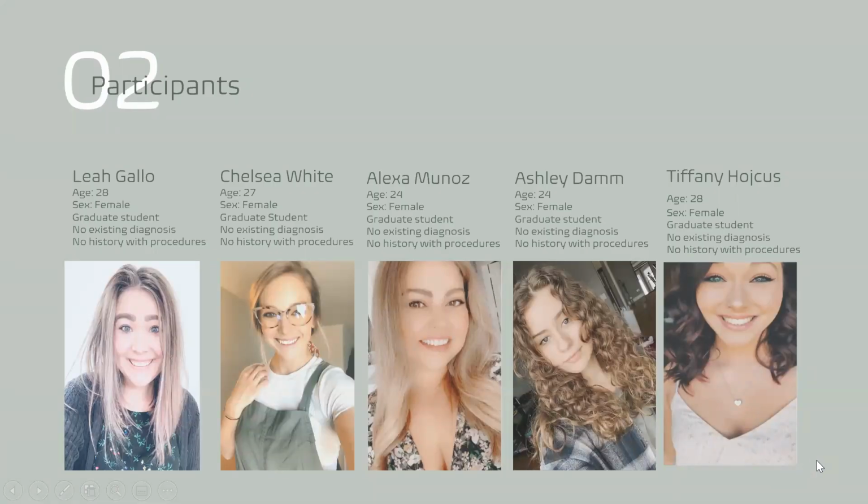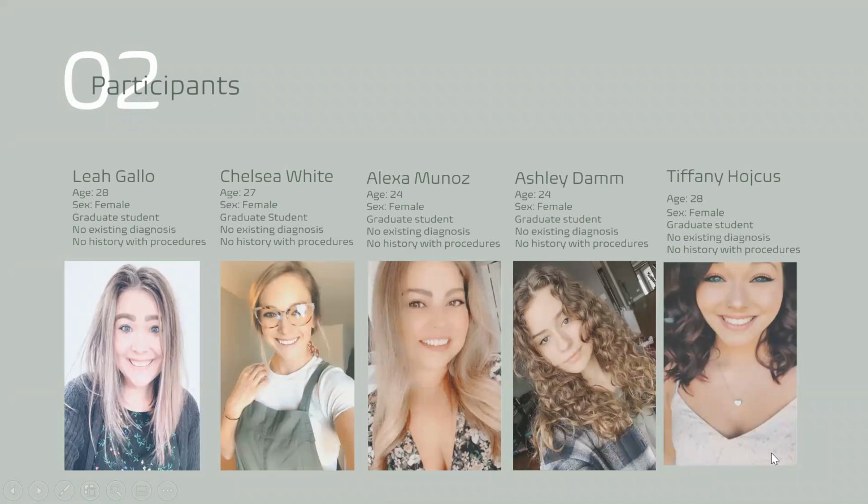Here you have it. Our group consists of 5 females, age range 24 to 28, all enrolled in graduate studies at Ball State University for ABA, living throughout various areas of Indiana and Illinois, with no existing diagnosis or history of the use of habit reversal intervention.